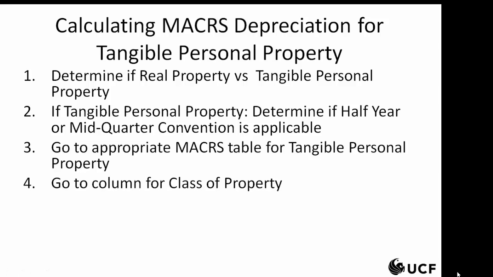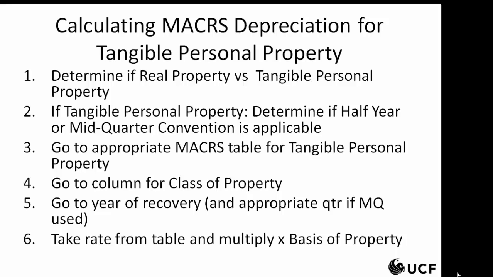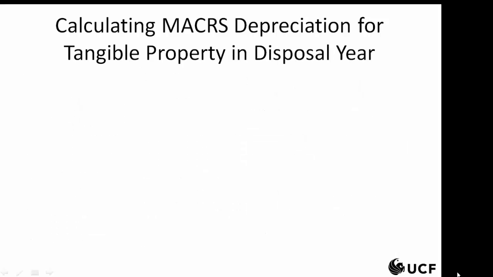Once we do that, we're going to go to the column for the class of property. Then we're going to go to the year of recovery and the appropriate quarter if mid-quarter is being used. Once you do that, they'll show you the rate. Take the rate from the table and merely multiply it times the basis of the property in order to calculate the MACRS depreciation for the year.